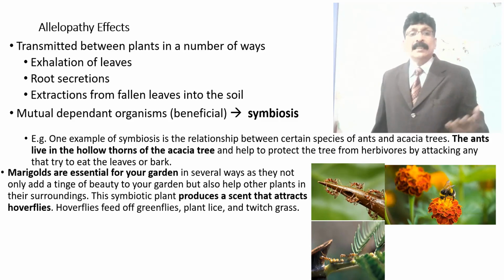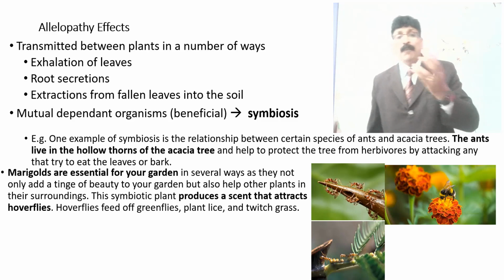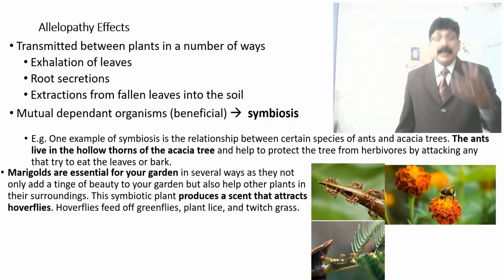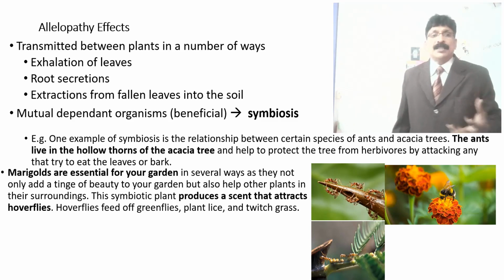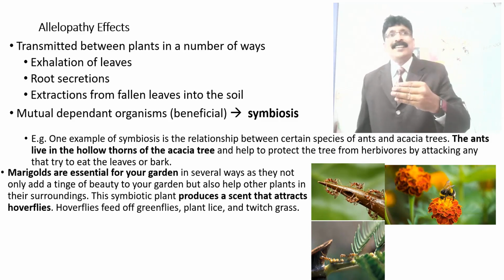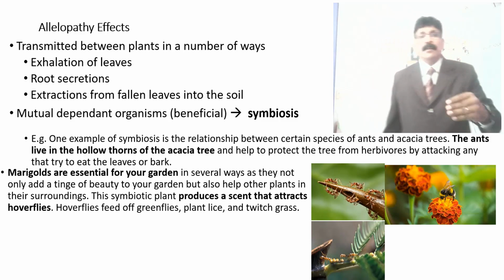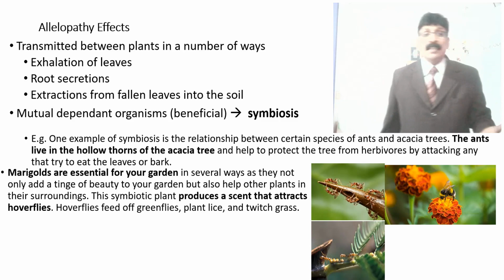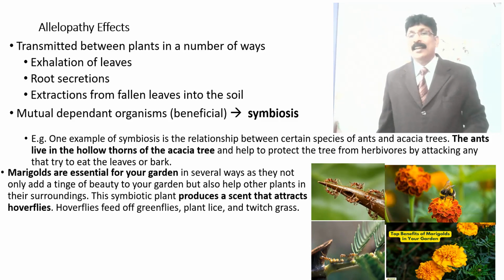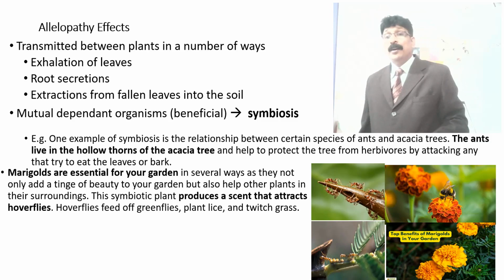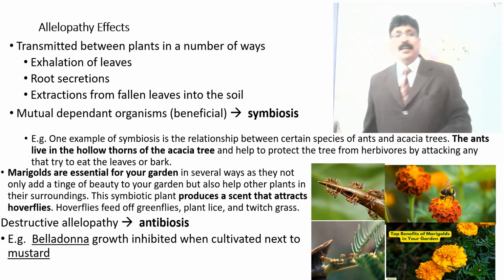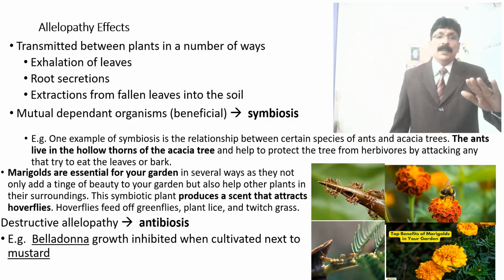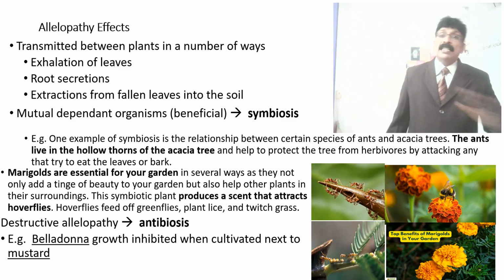This symbiotic plant produces a flavor and scent that attracts the hoverflies. These hoverflies feed off green fleas, plant lice and twitch grasses. They are pests that will affect other flowers and other plants, so this will be protecting them. This will act as a natural pesticide. That is the top benefit of marigold in your garden. Destructive allelopathy, which is negative, is called antibiosis.